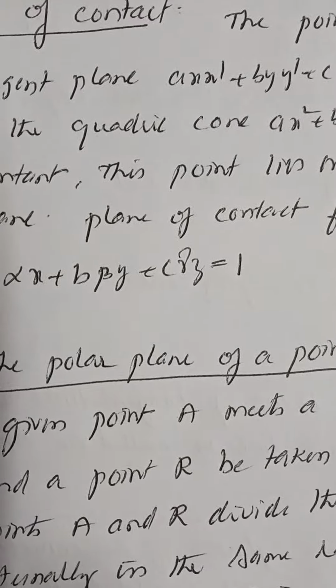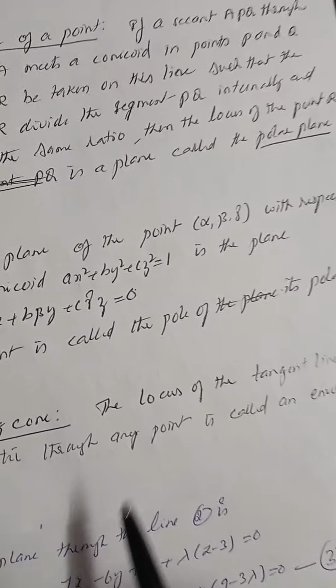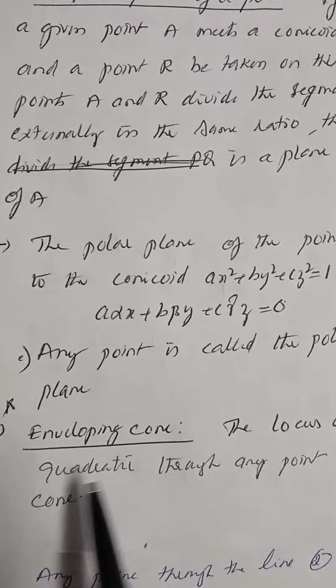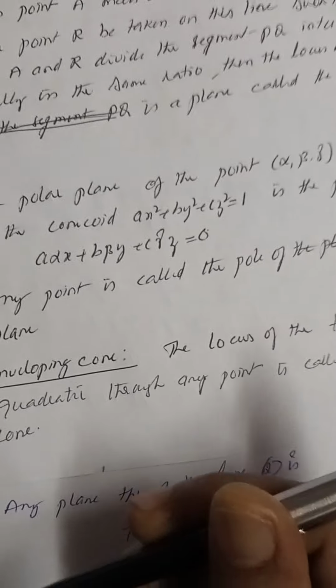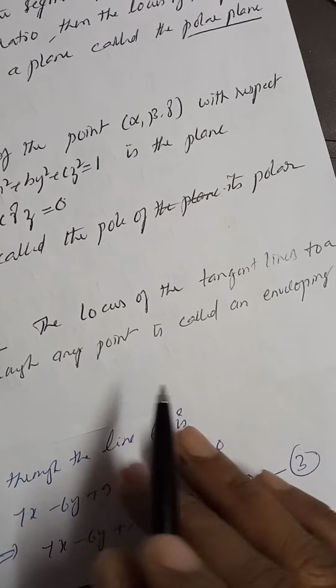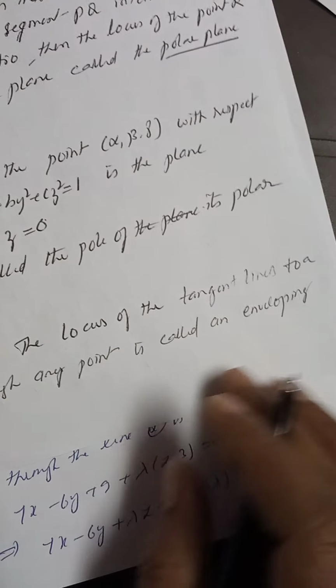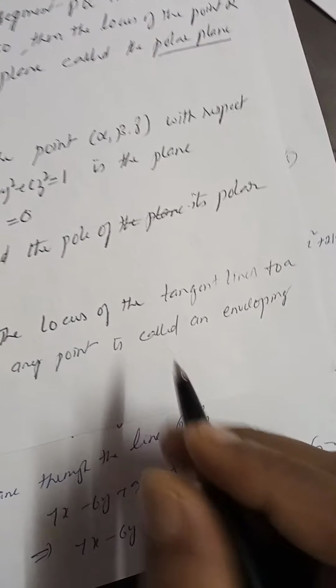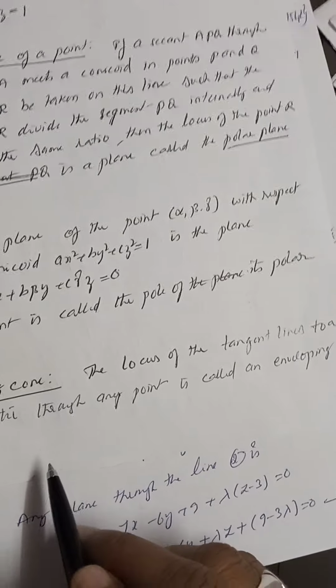Now next, enveloping cone. Here this is very important. Enveloping cone, remember this topic is very important in the third unit. The locus of the tangent lines to a quadratic through any point is called an enveloping cone. Please go through the definition carefully. The locus of the tangent lines to a quadratic, meaning quadratic cone, through any point is called an enveloping cone.